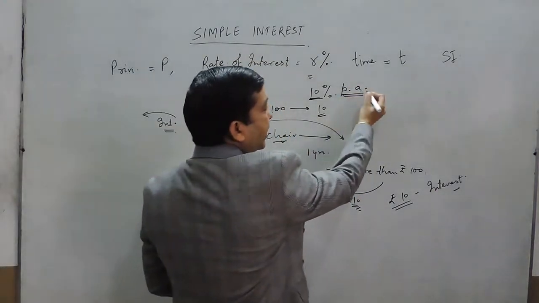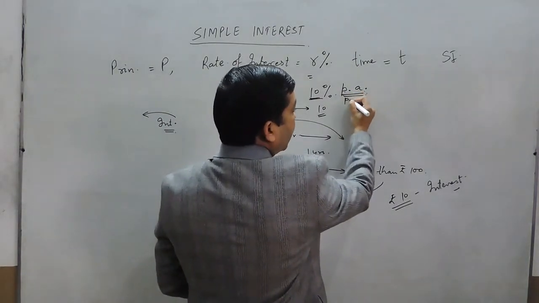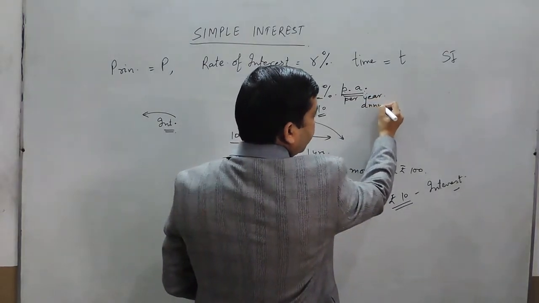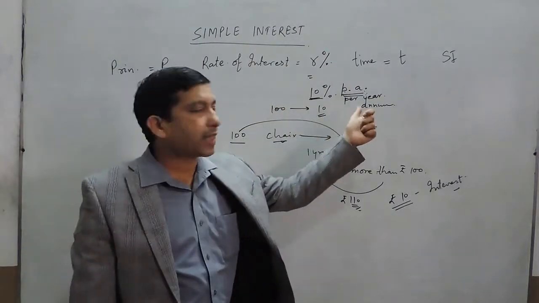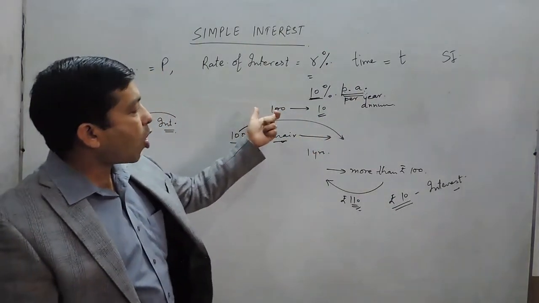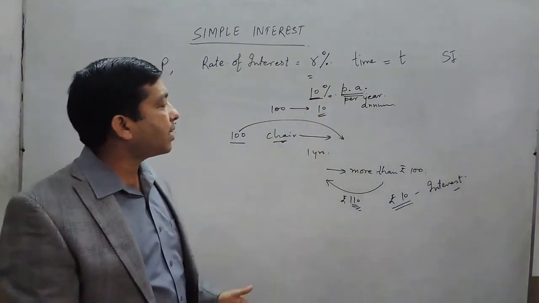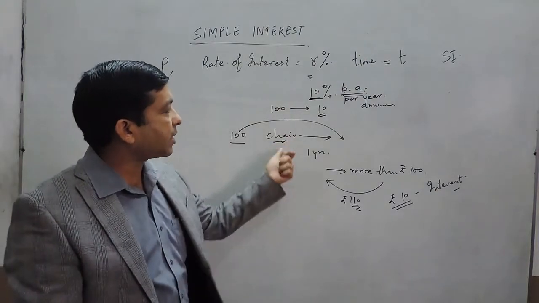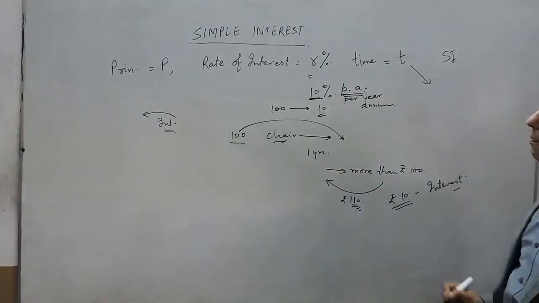So normally in the question it is PA, which is known as per annum, or per year. So when I am saying the rate of interest is 10% per annum, that actually means on every rupees 100, the bank will give me 10 rupees extra in a year so that again I can purchase the same quantity. Then the third thing is time.